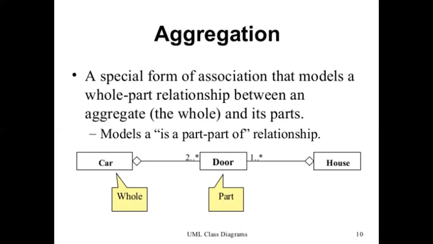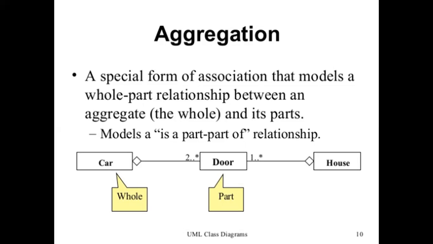Next one is aggregation. The aggregation is a special form of association. The aggregation depicts the whole-part relationship among several classes. The whole class reflects many things, while the part class carries out only a few things compared to the whole class.